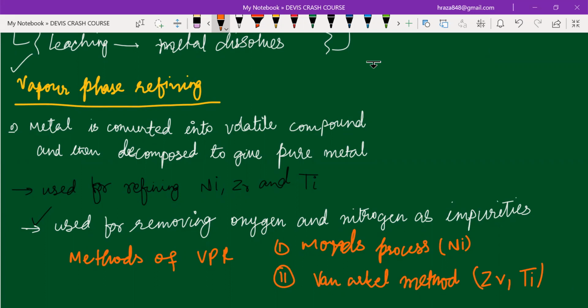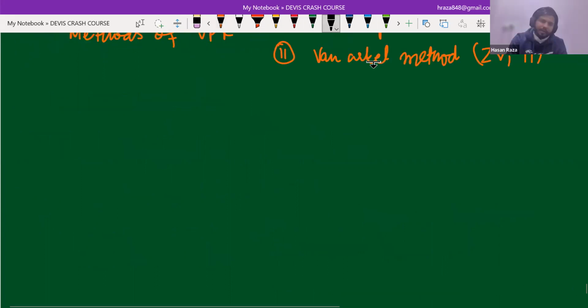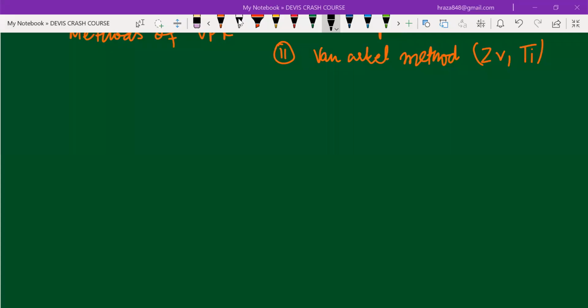You just need to take care that whatever is the metal that you have, I'm going to switch off my video because it's lagging, hanging. Wait a minute for a while. Okay. So, can you see the screen? Screen share is loading. Yeah. Can you see the screen?